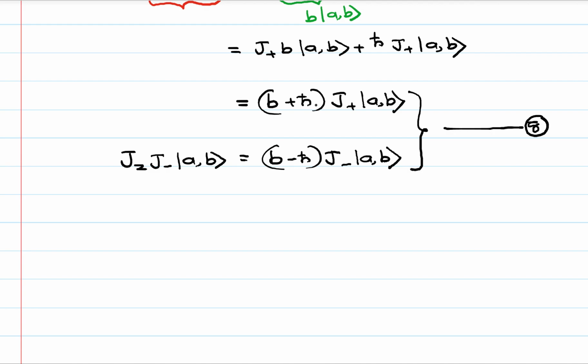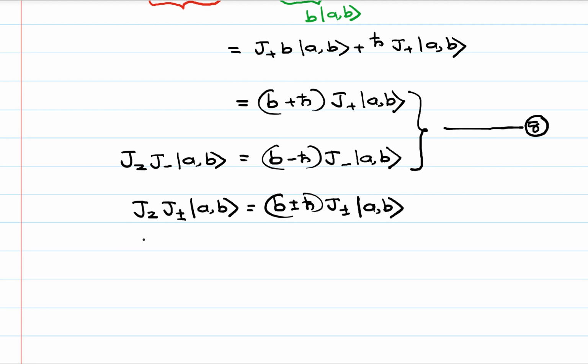That means J± increase or decrease, so we can say that J±|a,b> are simultaneous eigenkets of J² and Jz with eigenvalues b ± ħ. So what we say is that Jz acting on J±|a,b> is equal to (b ± ħ) J±|a,b>.